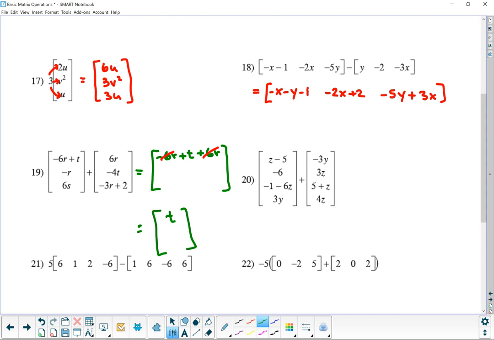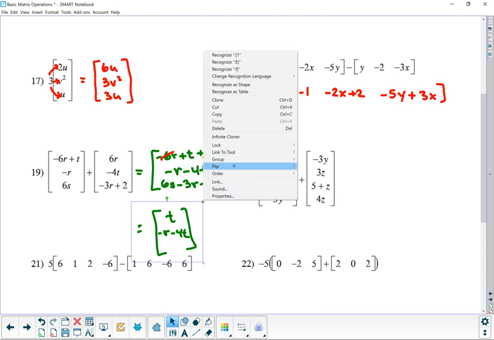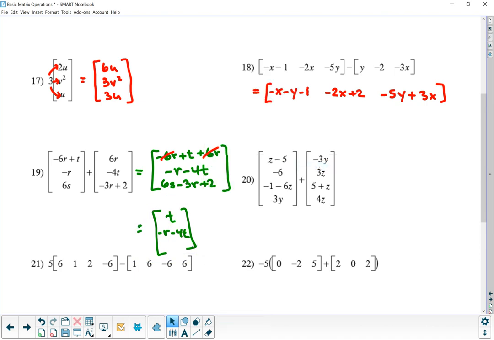Negative r plus negative 4t makes negative r minus 4t. And you can't do anything, so you leave it like that. So we're going to get negative r minus 4t. Last one. 6s minus 3r plus 2. And if you look at it, you can't do anything with that. So you're just going to go ahead and leave that alone. So 6s minus 3r plus 2. And that's the best you can do with that.